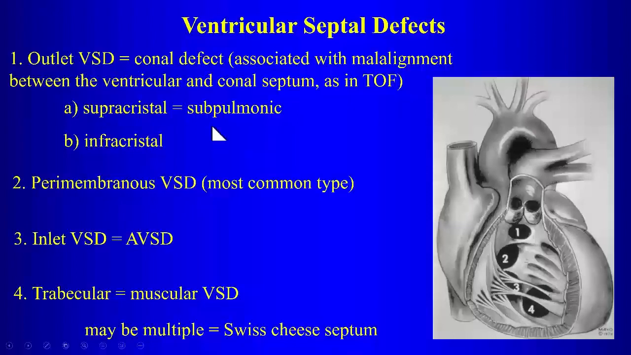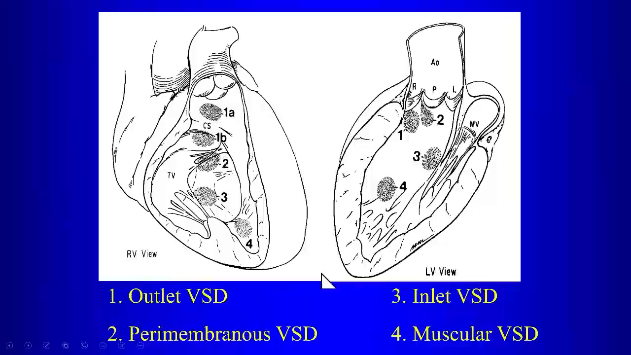They can be characterized as supracrystal or infracrystal, depending on their relationship to the crista supraventricularis, which is a trabeculation in the outflow tract of the right ventricle. Most common are the ones in or around the membranous portion of the ventricular septum, and then we have inlet VSDs associated with endocardial cushion defects, and then the trabecular or the muscular defects. And sometimes there may be more than one, and that can be called the Swiss cheese septum.